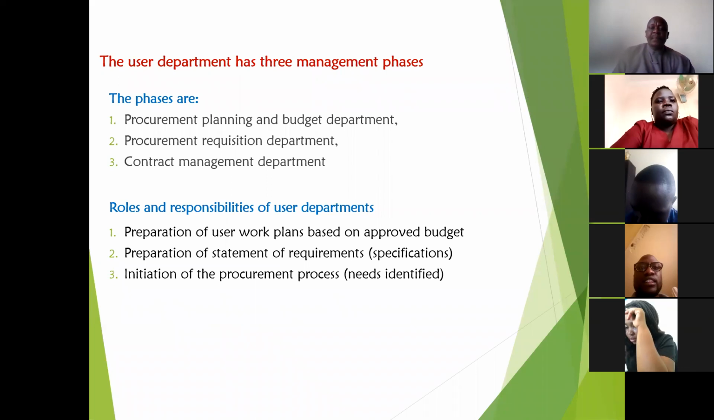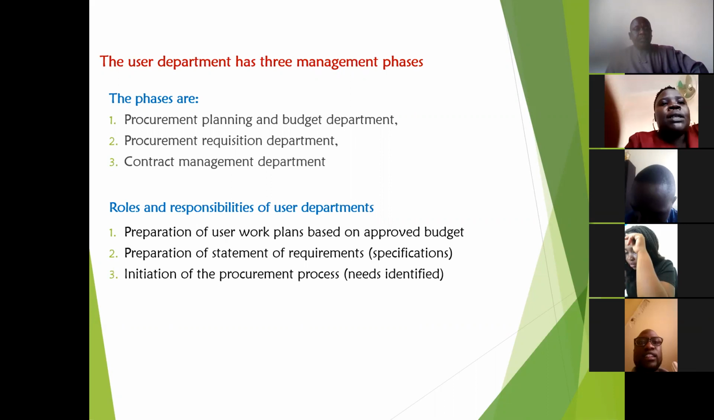Good afternoon, team. My name is Mary. In addition to what others have discussed, the user department has 3 management phases: the procurement planning and budgeting department, the procurement requisition department, and the contract management department. The roles and responsibilities of the user department include preparation of user work plans based on approved budgets, preparation of statement of requirements, that is the specifications, and initiation of the procurement process, that is the needs identification.